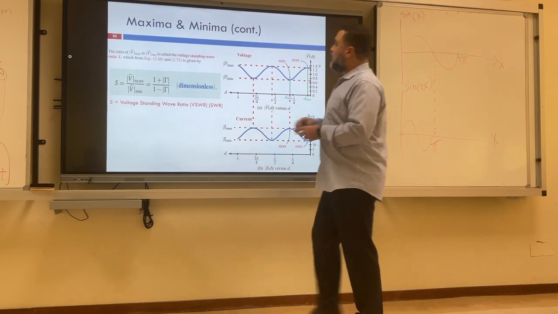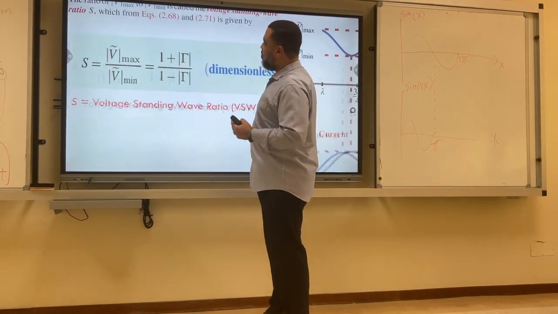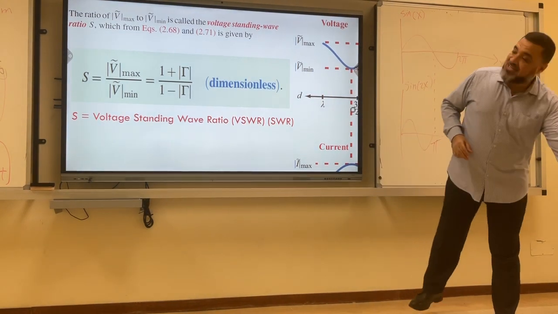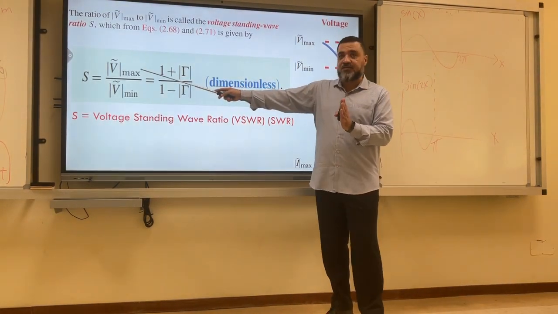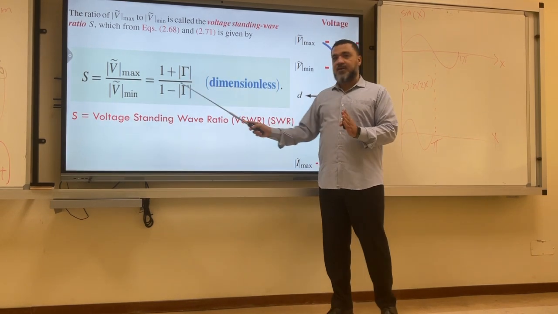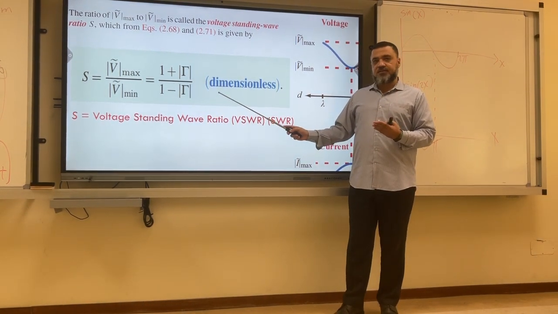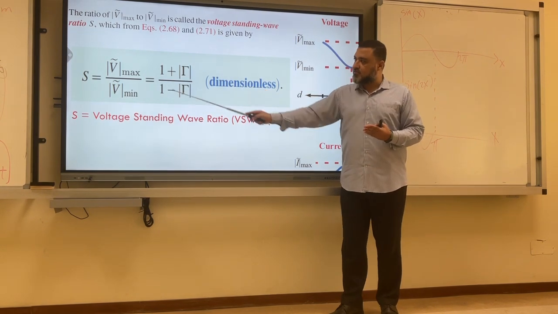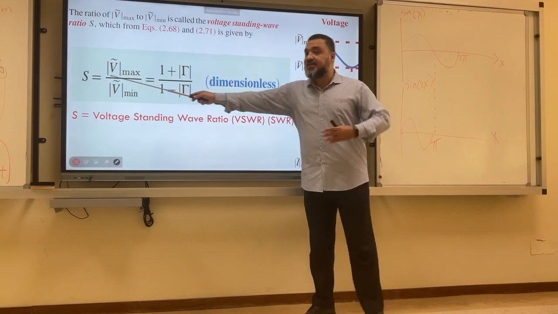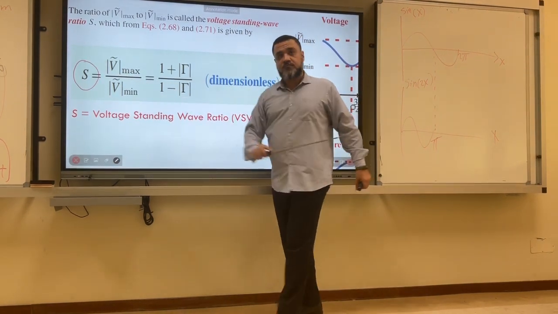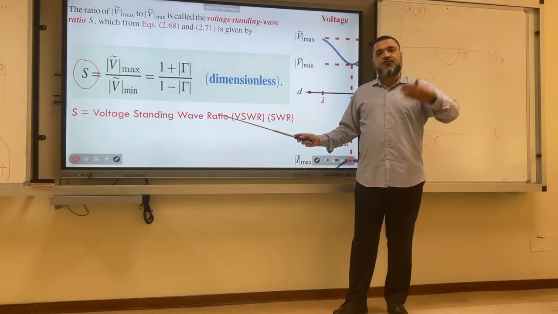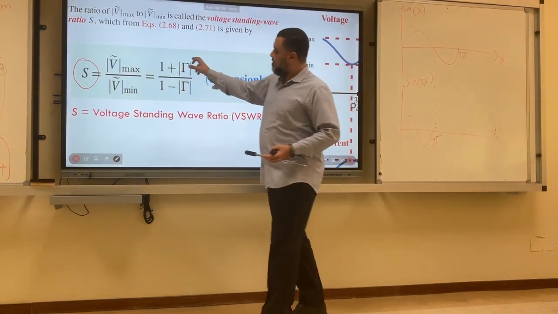One last thing. We will define something called the standing wave ratio. It is the ratio of the maximum voltage, the maximum complex value, over the minimum value. The ratio is 1 plus magnitude of gamma over 1 minus magnitude of gamma. Okay? What does this mean? What does the ratio mean here? This is called the standing wave ratio. It is an indication of how much reflection you have, through the magnitude of gamma.